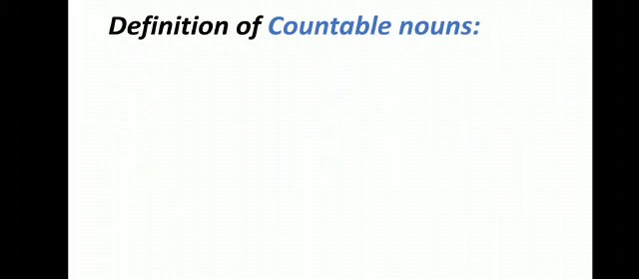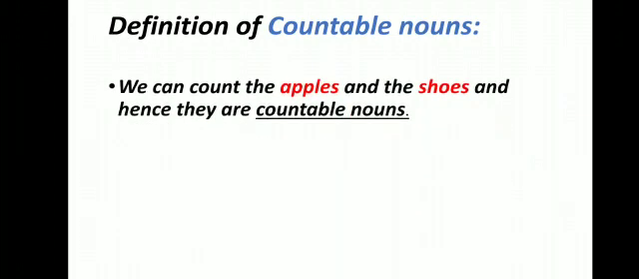So now definition of countable noun. So see the definition. We can count the apple and the shoes and hence they are countable nouns. The things which we can count, that is called countable noun.